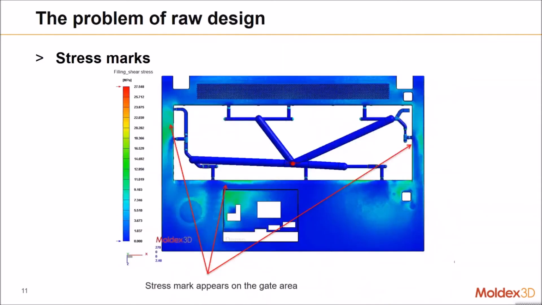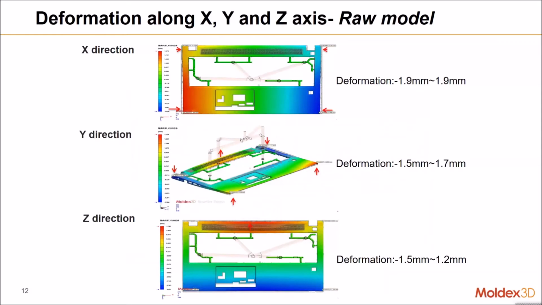The other problem of the raw design is the stretch marks. The stretch marks appear on the gate area, and stretch marks are not very good for your product appearance. Next is the deformation along the three directions, X, Y, and Z, of the raw model.